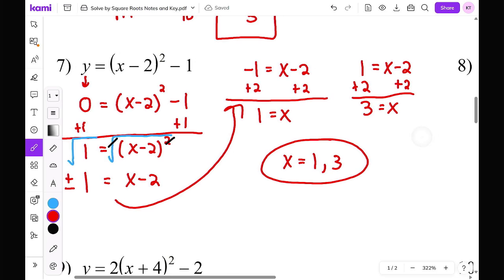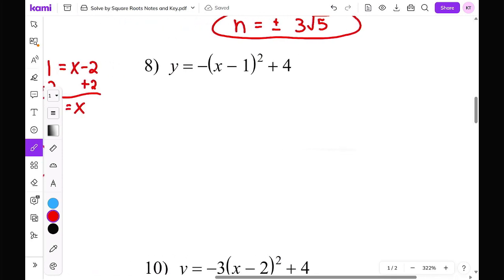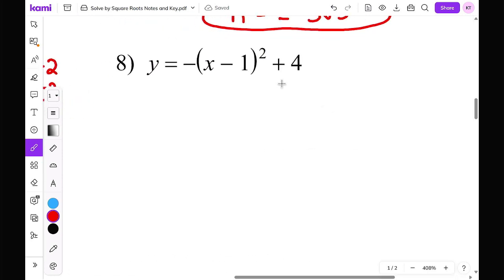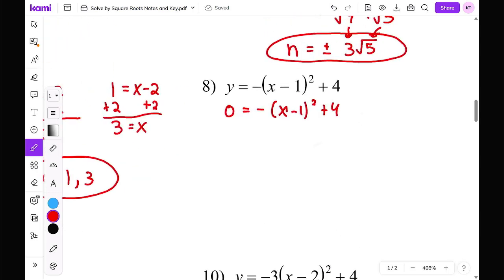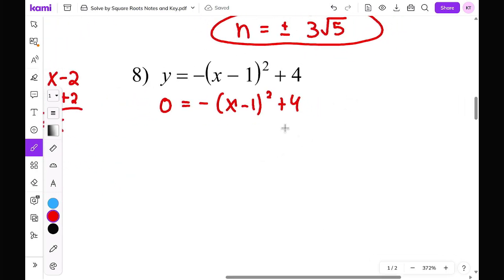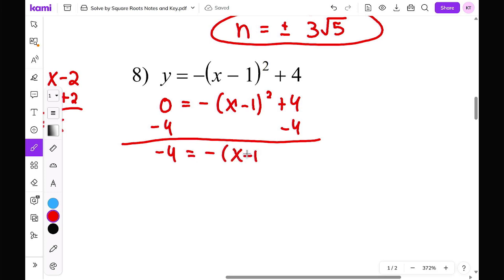We're going to do this again one more time, for example, in number 8. So I'm going to subtract 4. Actually, hold up. I'm going to set this equal to 0 first. So 0 is equal to negative parenthesis x minus 1 squared plus 4. And then, like my last one, I'm going to subtract the number outside the parentheses, or add the number depending on what it is, on both sides. This time it's going to be subtraction.